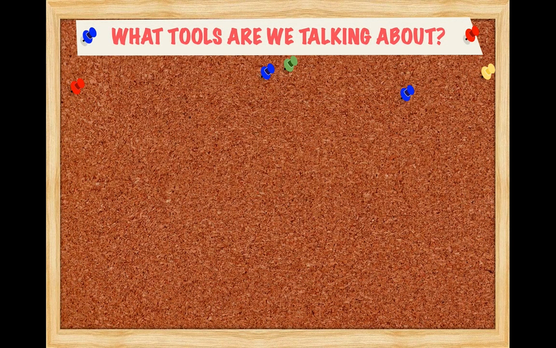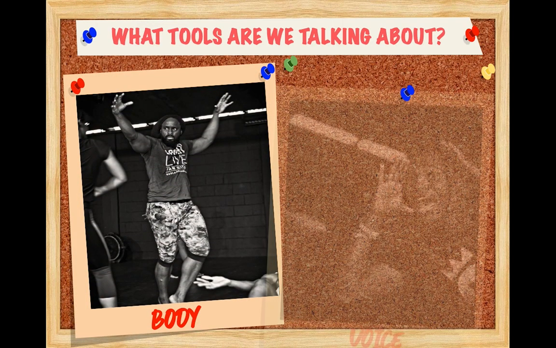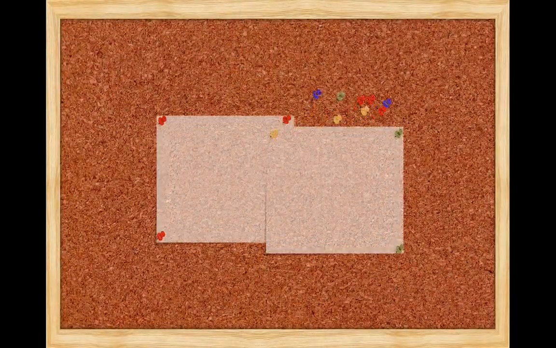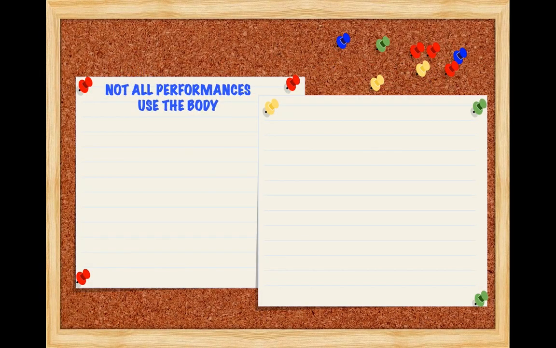So, what kind of tools are we talking about? There are two main tools, really. It's quite simple. We're looking at the body and the voice. What brings them together is the mind, but we are focusing mainly on the tools. If an actor needs to perform for something, at least they need a body and they need a voice. However, not all performances use the body. We have radio drama or digital animation, things like that.